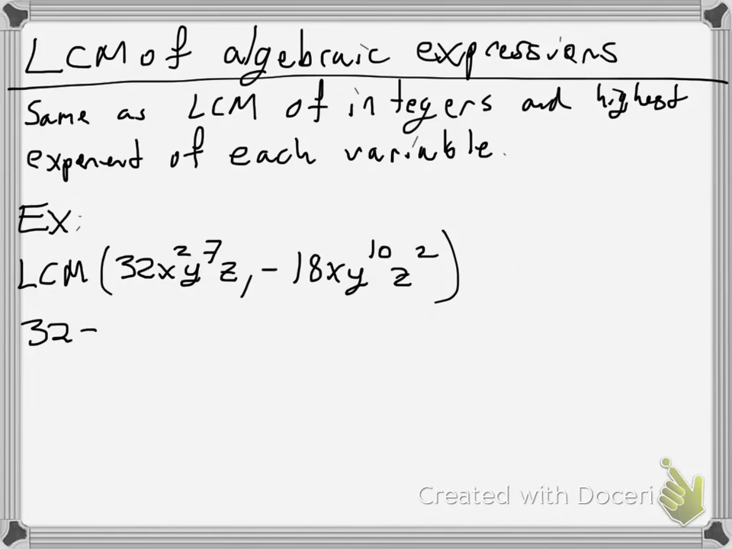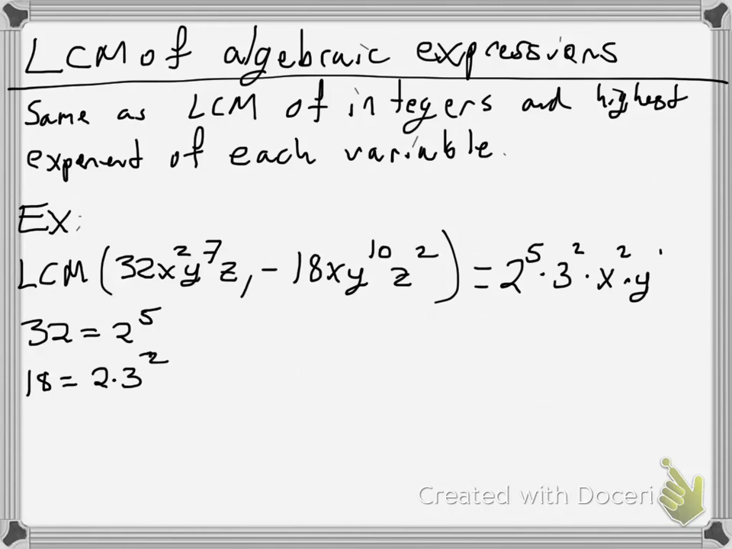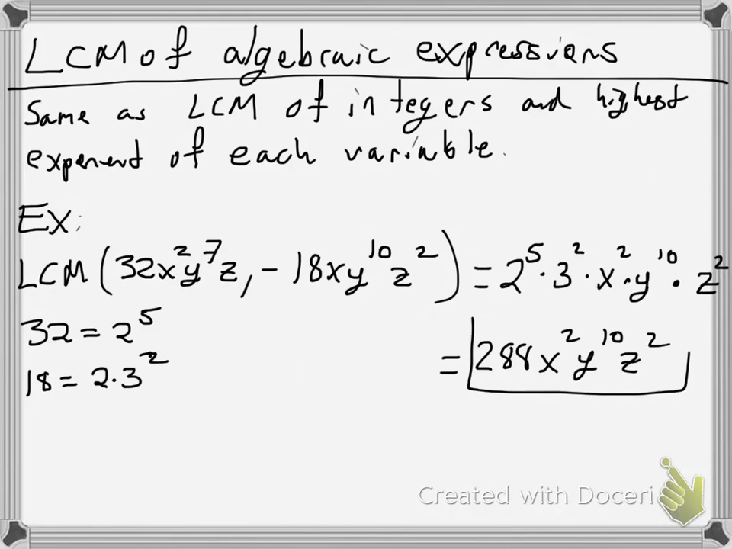So if we did the prime factorization, 32 is 2 to the 5th, and 18 is 2 times 9, or 2 times 3 squared. So we're going to take one of each prime: a prime of 2 and a prime of 3. The highest exponent of 2 is to the 5th, so we'll have 2 to the 5th, and there's a 3 squared. There's no other 3, so we just take the 3 squared. Okay. And then we just pick out the highest powers of the x and y and z.